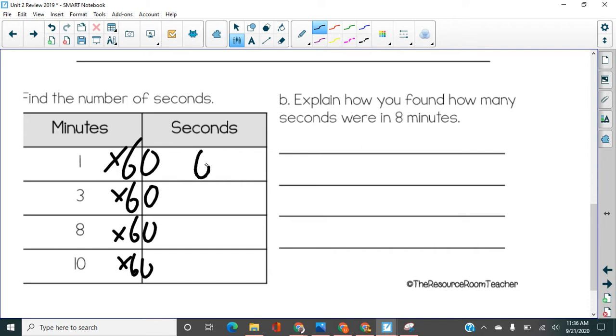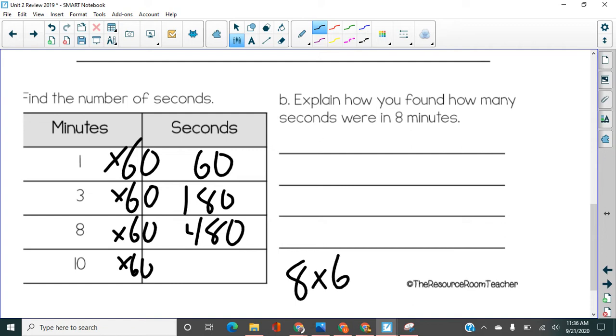Let's see, 1 times 60 is 60. 3 times 60 is 180. What's this next one? What's 8 times 60? 8 times 60 is 480. And if you missed that one because you didn't know your multiplication fact, practice, practice, practice. This is one of the most missed multiplication facts. 8 times 6 equals 48. I don't have a good trick to remember that one other than to just practice it a lot.